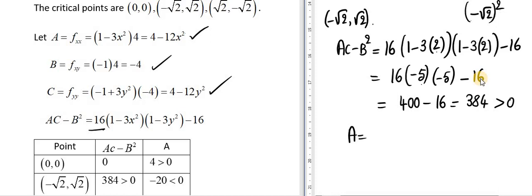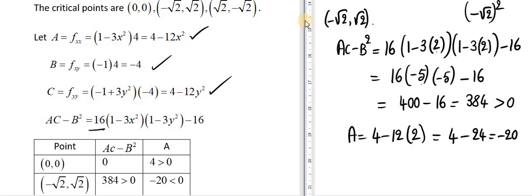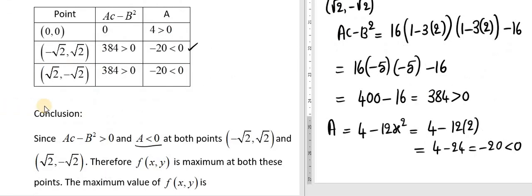A equal to 4 into minus 12. X square means same thing, minus root 2 whole square, that is 2. So 4 minus 24, that is minus 20 less than 0. So observe, AC minus B square value is 384 greater than 0. A value is minus 20, that is less than 0. Conclusion. Since AC minus B square greater than 0 and A less than 0 at both points minus root 2 comma root 2 and root 2 comma minus root 2.